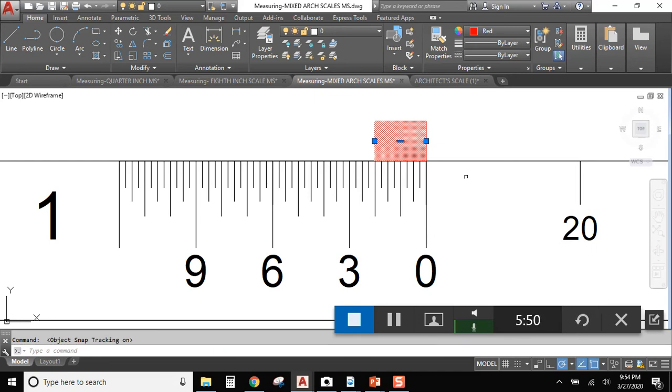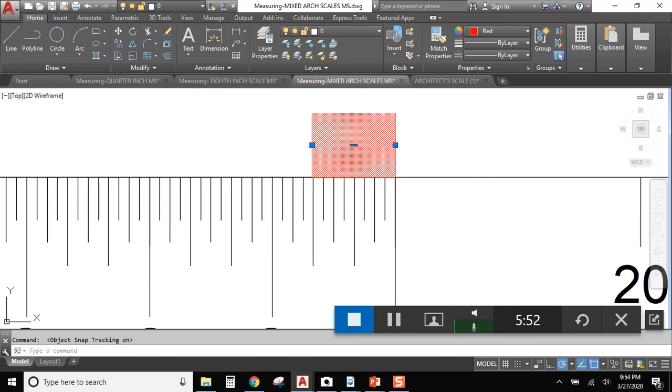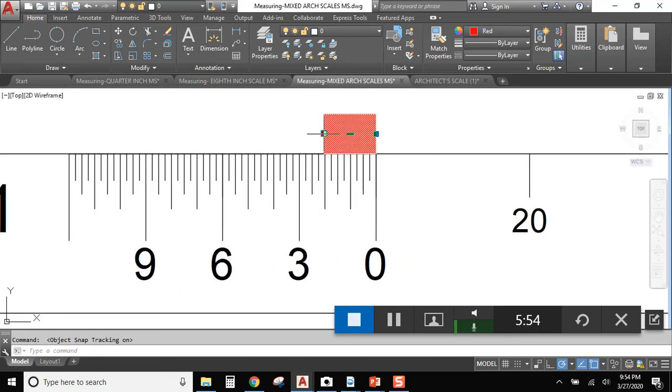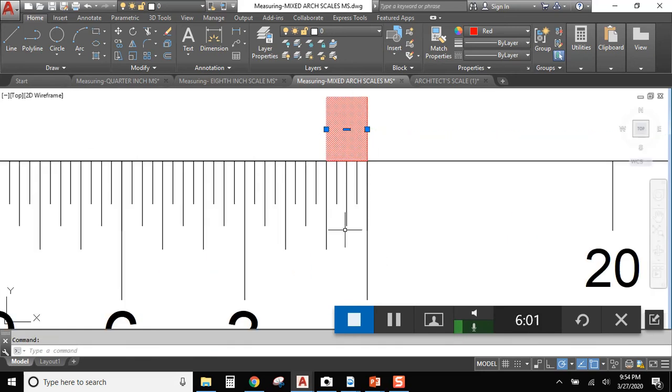How about some of these other increments? Can you find half inches? Well, you should be able to, because if this is an inch from here to here, what's this line here going to be? Well, that would be the half inch. So we can measure easily to the nearest half inch using this scale.